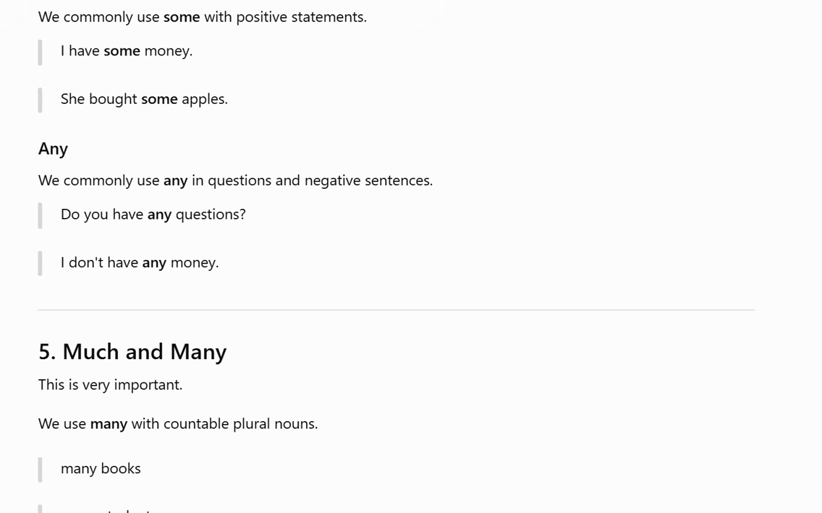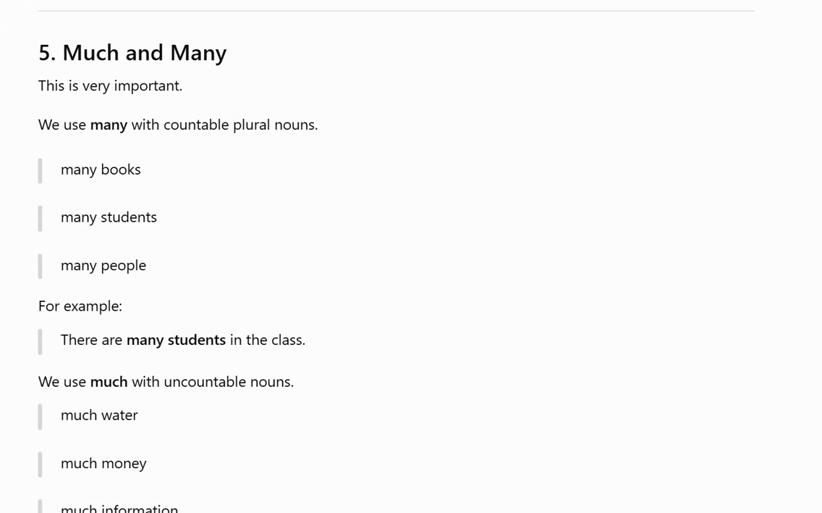Any. We commonly use any in questions and negative sentences. Do you have any questions? I don't have any questions. Next, much and many. This is very important. We use many with countable plural nouns. Many books, many students, many people. For example, there are many students in the class.